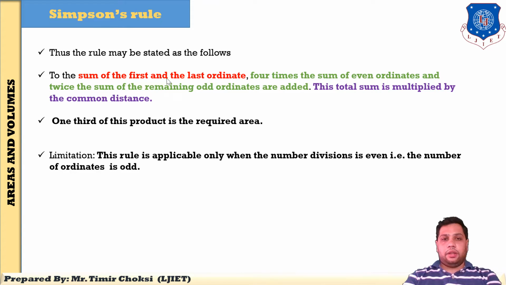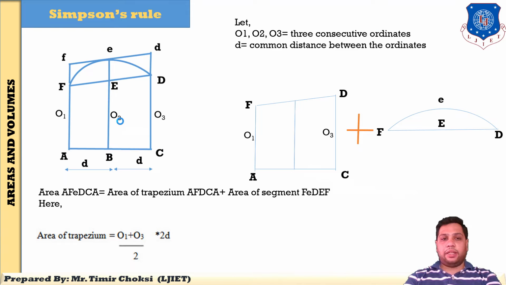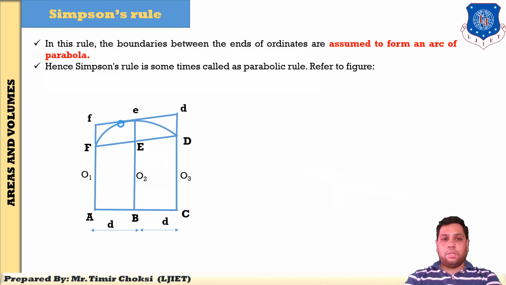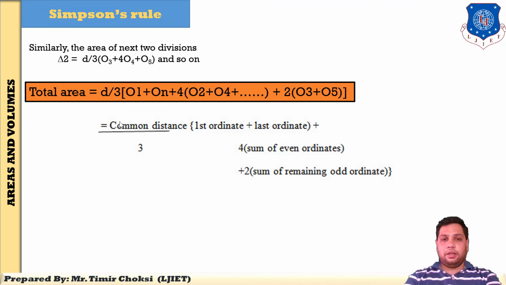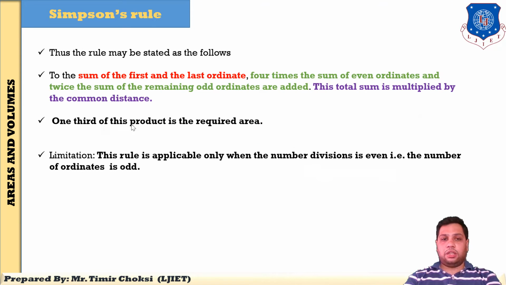So this is how to state it. You can clearly see the sum of the first ordinate plus the last ordinate, 4 times the sum of even ordinates, and twice the sum of the remaining odd ordinates are added, and this total sum is multiplied by the common distance. And one third: in the trapezoidal rule you remember it is 1 by 2, but in Simpson it is 1 by 3. So one third of this product is the required area.